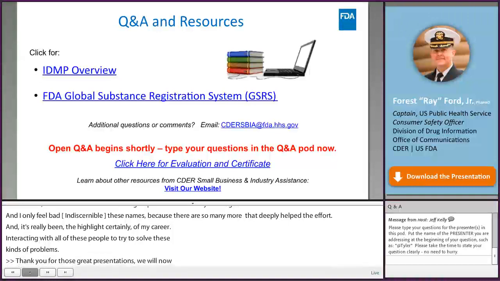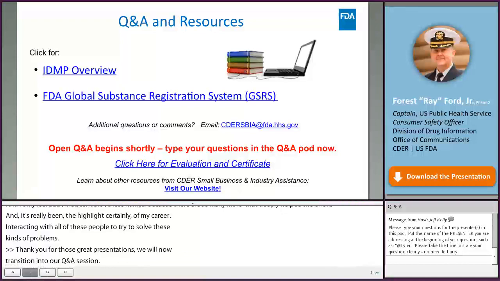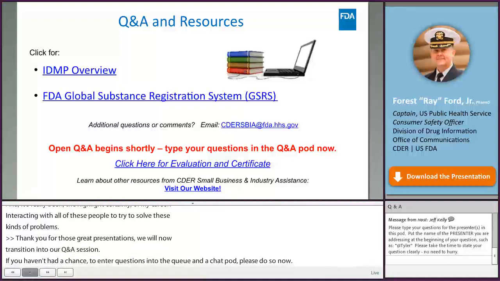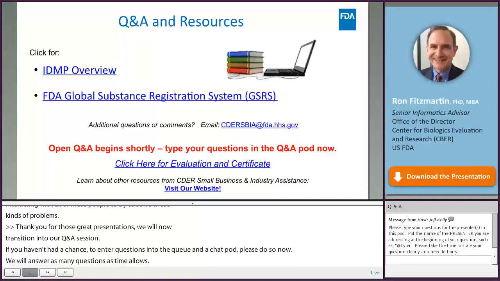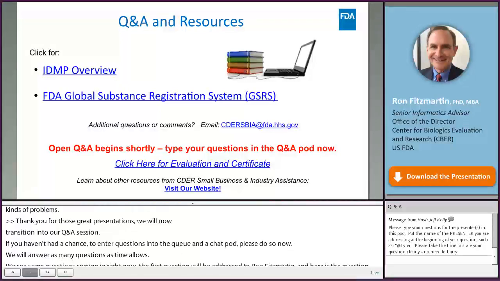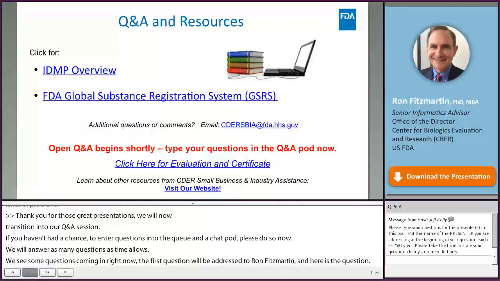We see some questions coming in right now, and the first question will be addressed to Ron Fitzmartin. Here's the question: Why does FDA not have a regulatory or legal mandate to implement IDMP standards?